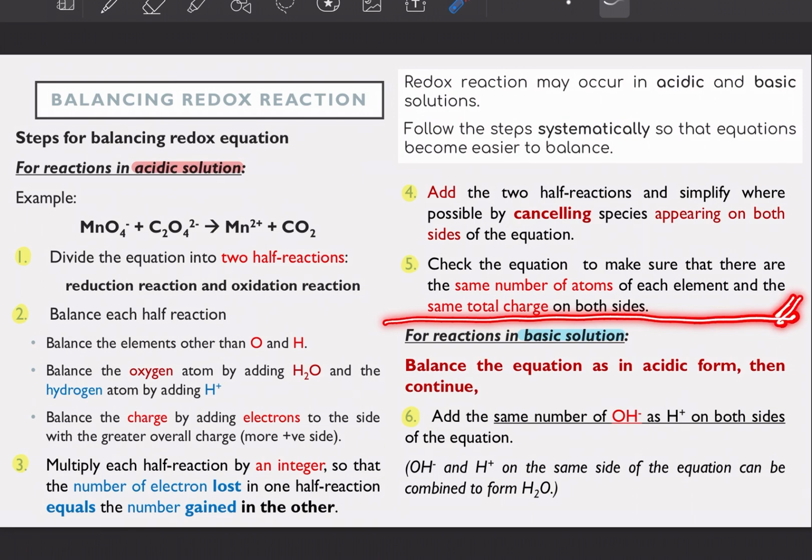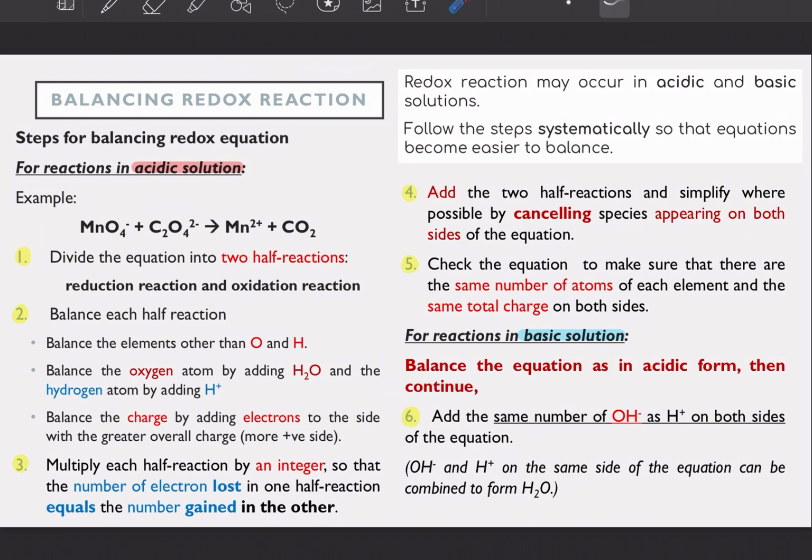But if it is in basic solution, you will have an additional step which is step 6. So maksudnya awak sambung lah to step 6. We will do these steps one by one so that you won't be overwhelmed.